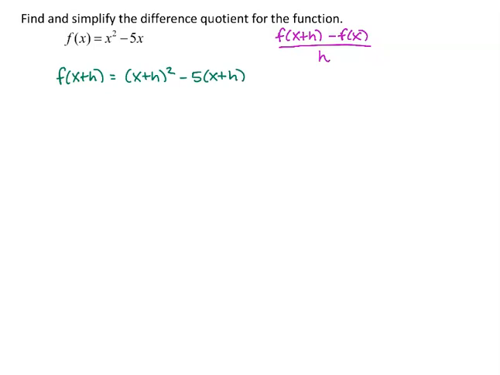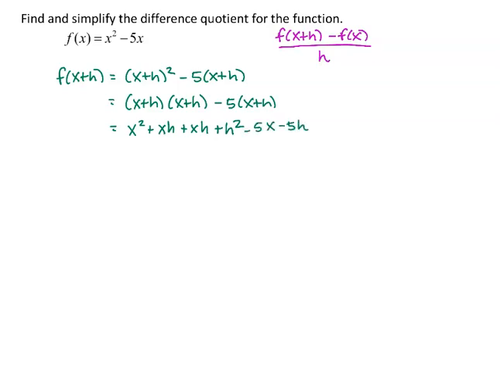So the original function had two terms. Each of those terms have the x replaced with x plus h. Now we can go through and clean this up a little bit. So x plus h squared, I'm going to go ahead and write that twice to help me think through how to FOIL that. So we have x times x is x squared plus xh plus xh plus h squared. So that's from FOILing x plus h times x plus h. And then distribute minus 5x and minus 5h.